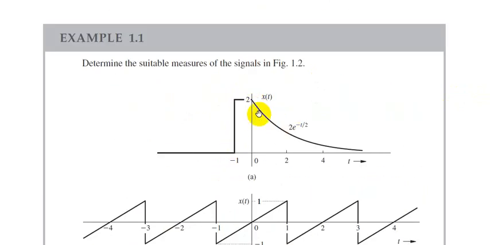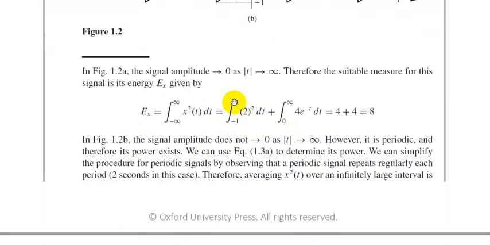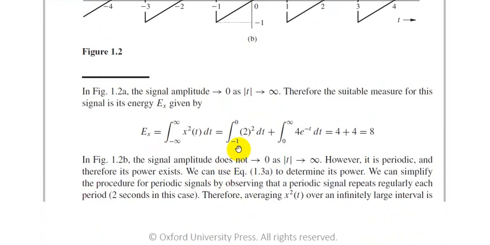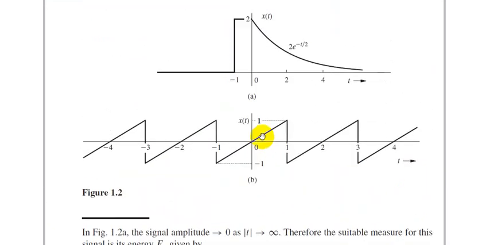We separated this signal into primarily three different parts, but as long as this part is 0, we are just taking these two parts. Here we'll integrate from t equals minus 1 to 0, where x of t is equal to 2. The limit is minus 1 to 0, x of t whole square, where the value of x of t is 2, therefore 2 square dt. This is one part, plus we will integrate this part also.